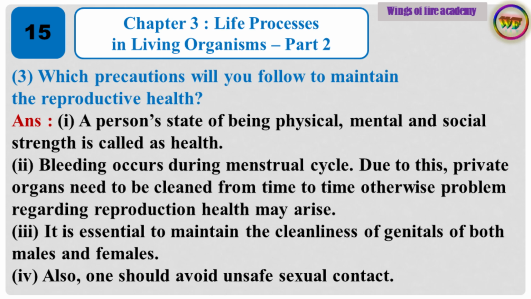Sub-question 3. Which precautions will you follow to maintain the reproductive health? Answer. Point 1. A person's state of being physically, mentally and socially strong is called as health. Point 2. Bleeding occurs during menstrual cycle. Due to this, private organs need to be cleaned from time to time, otherwise problems regarding reproductive health may arise. Point 3. It is essential to maintain the cleanliness of genitals of both males and females. Point 4. Also, one should avoid unsafe sexual contact.